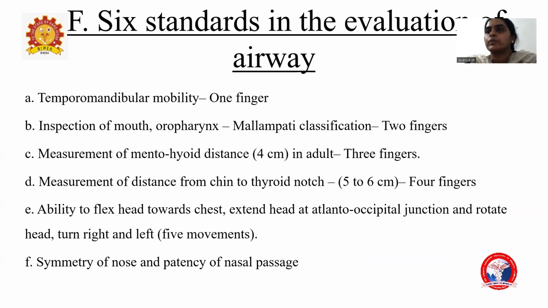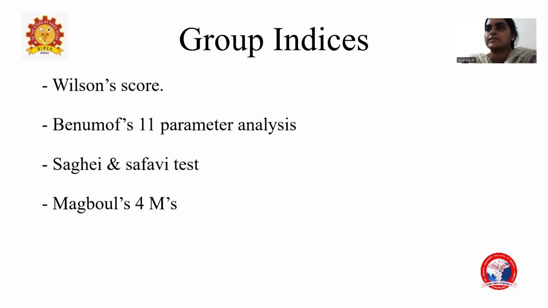Then temporomandibular mobility, one finger. Inspection of mouth, oropharynx, Mallampati classification, two fingers. Measurement of mental distance, 4 centimeters in adults, then 3 fingers. Measurement of distance from chin to thyroid notch, 5 to 6 centimeters, 4 fingers. Ability to flex head, reverse chest, extend head at atlanto-occipital junction and rotate head, turn right and left to 5 movements. Symmetry of nose and patency of nasal passage.